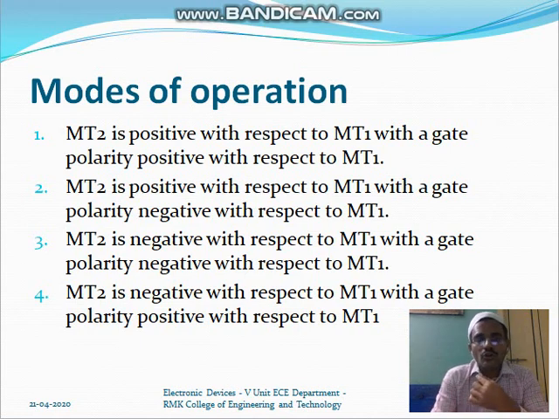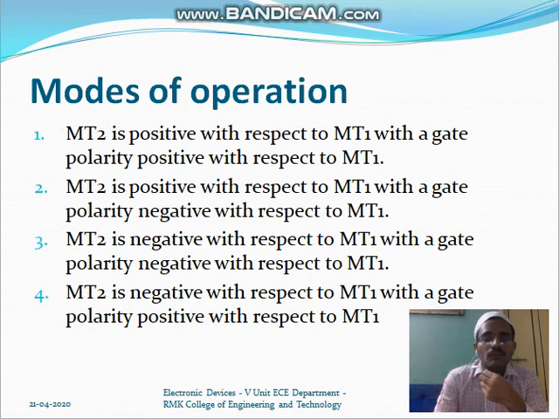Now coming to the modes of operation, here we can see how they have been designated. The first one is that main terminal 2 is given to the positive supply of the battery, and MT1 is connected to the negative supply of the battery. That means we call that MT2 is positive with respect to MT1. It means that MT2 is connected to the positive terminal of the battery and MT1 is connected to the negative terminal of the battery, with a gate polarity positive with respect to MT1.